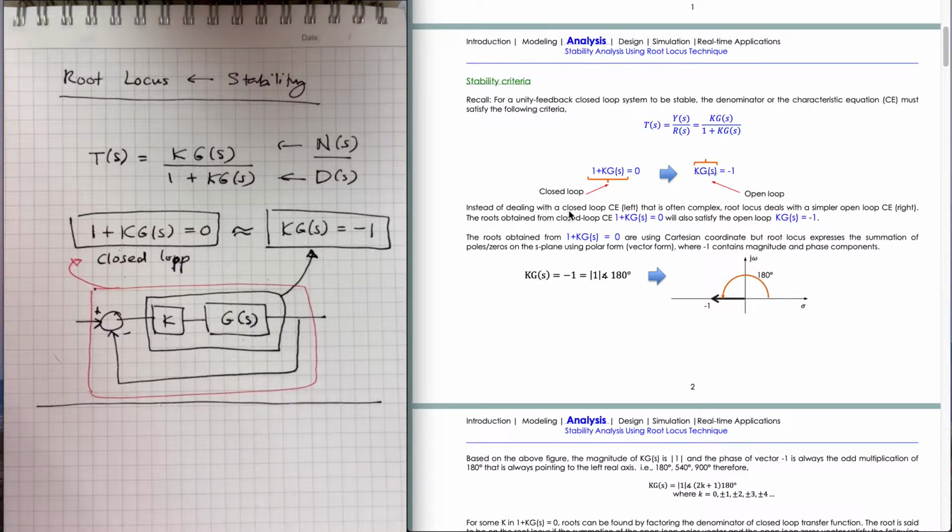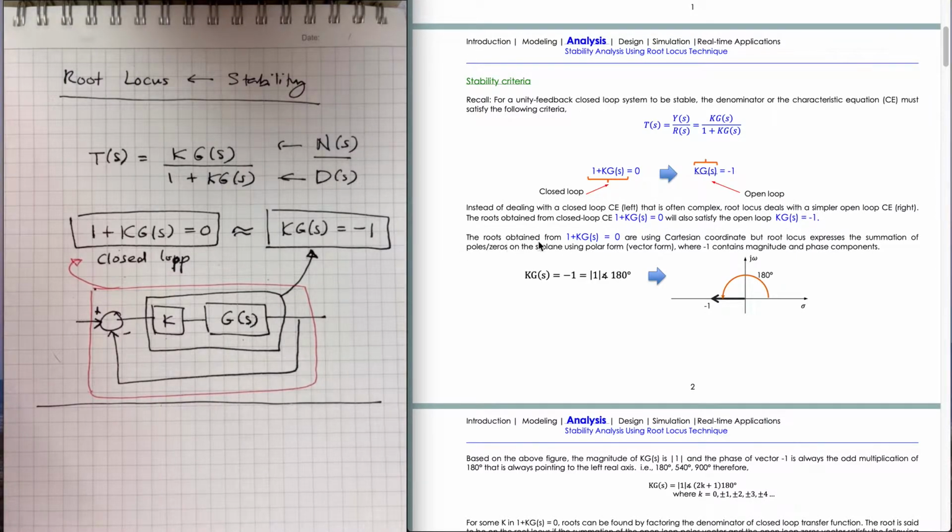So instead of dealing with the closed loop characteristic equation, which is often complex, root locus deals with the simple open loop characteristic equation. This is important: the roots obtained from the closed loop characteristic equation 1 plus KG(s) equal to 0 will also satisfy the open loop KG(s) equal to -1. That means we can use either one, and instead of using the complex one, we can use this one.